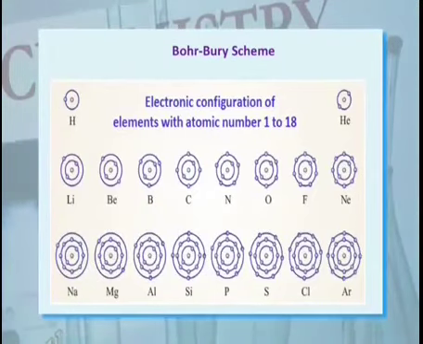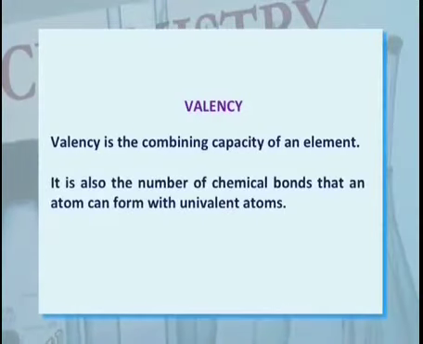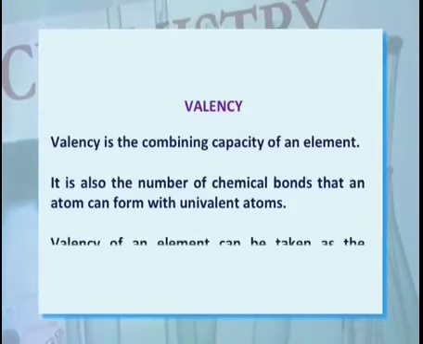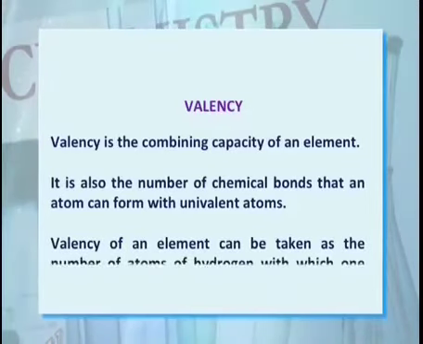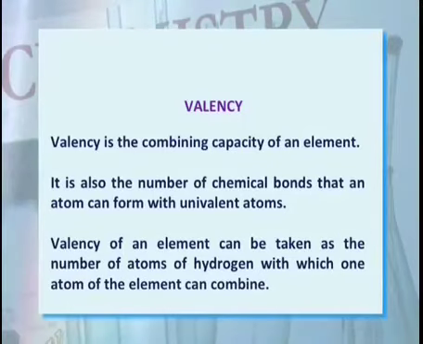Now, the next important term is valency. Valency is the combining capacity of an element. It is also the number of chemical bonds that an atom can form with univalent atoms. Valency of an element can be taken as the number of atoms of hydrogen with which one atom of the element can combine.